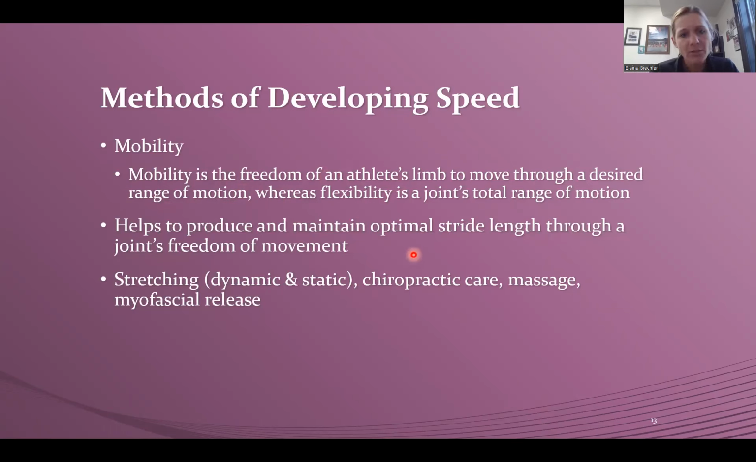So again, this is going to help us to produce and maintain optimal stride length through the joint's freedom of movement. We can do this through all sorts of different modes. So stretching, whether that's dynamic and static, myofascial release, like foam rolling, massage, chiropractic. We could also do some partner active range of motion types of things to help these people reach that optimal mobility for hips particularly. But in other sports, maybe shoulder mobility is just as important. So again, thinking about how we can apply those elements.